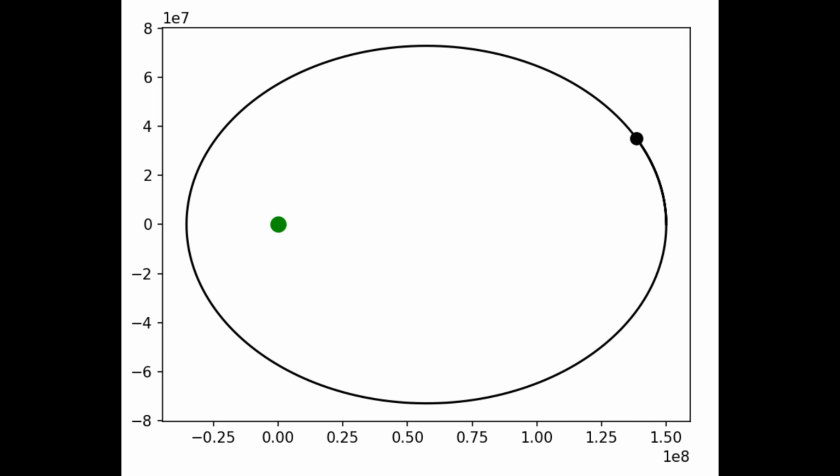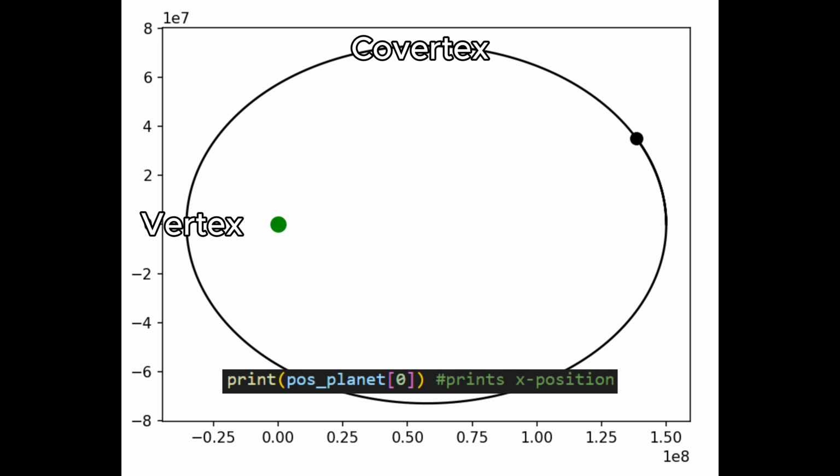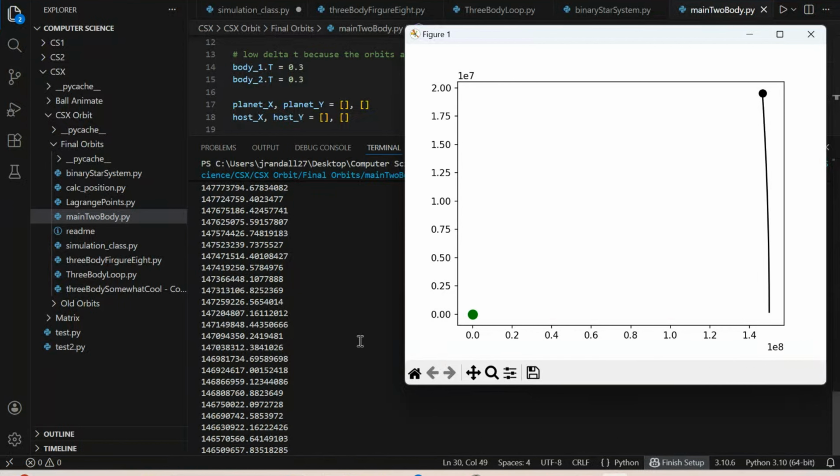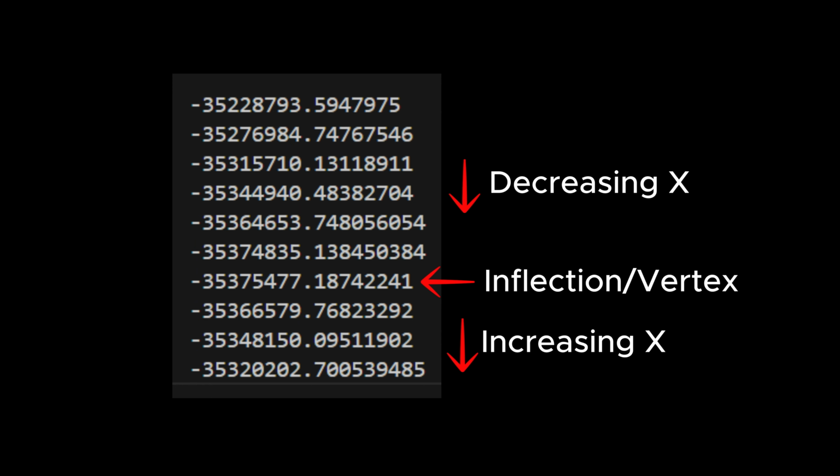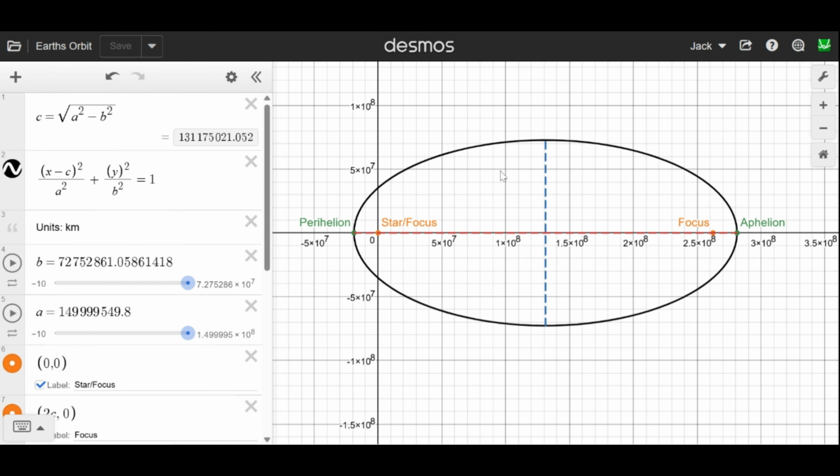So to prove that our simulation's orbit was an ellipse, we found the vertices and co-vertices of the orbit by printing the x and y coordinates of the object. By finding the object's x position where its x position went from decreasing to increasing, we found a vertex, and by doing the same with the y position, we found a co-vertex. We then used the glorious program that is Desmos to prove the orbit's elliptical nature.